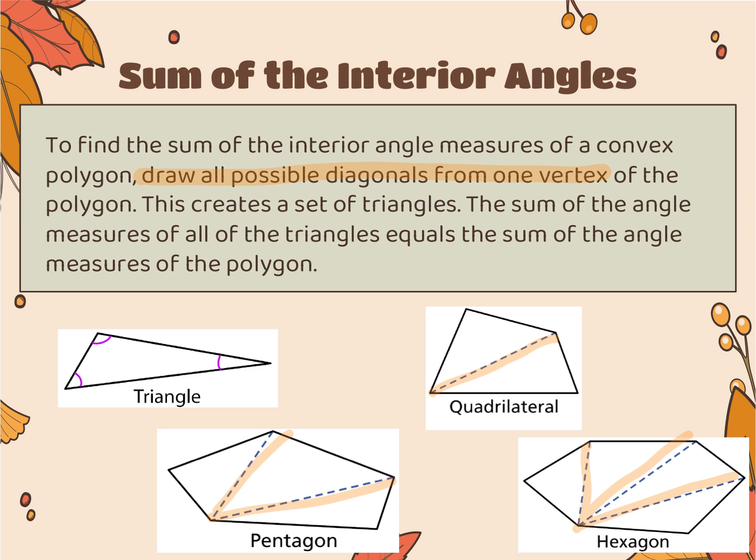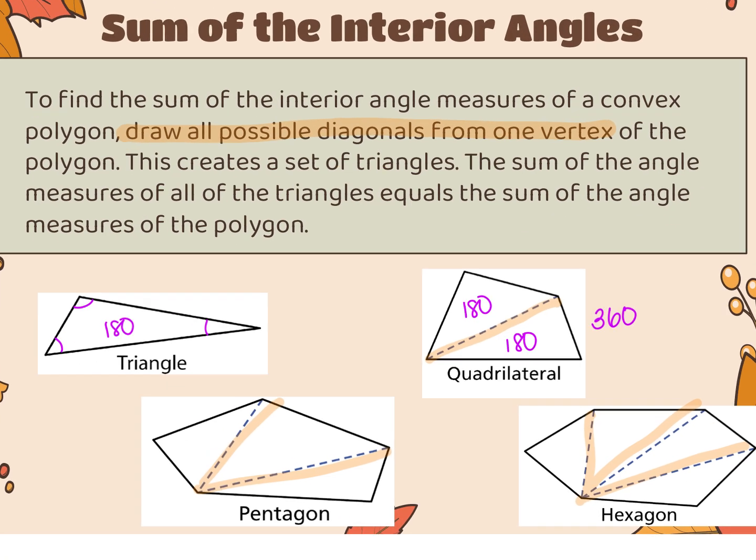Good, 180. So if you don't use the formula and you're looking at a quadrilateral, how many triangles do I have? I have 2. I'm going to add 180 and 180, and what's 180 plus 180? Good, so the sum of the interior angles for a quadrilateral is 360.